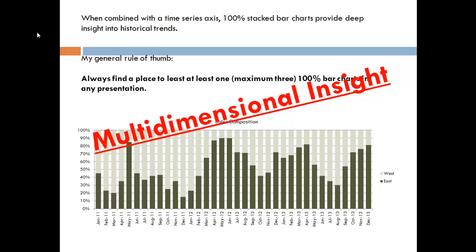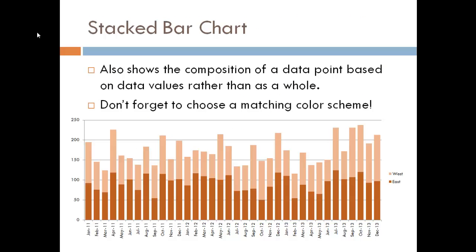So now that we've talked about 100% stacked bar, let's go back to stacked bar by itself and take a look at what it is and take a look at best practices. It's similar to a 100% stacked bar, except in this case, the composition of the data points shown are actually based on the data values themselves rather than the data as a whole.